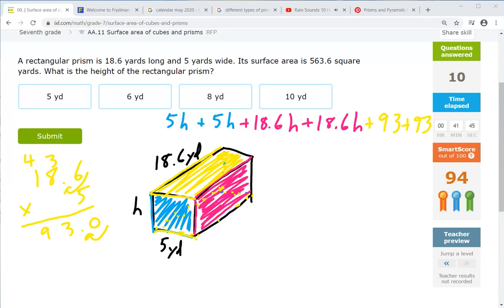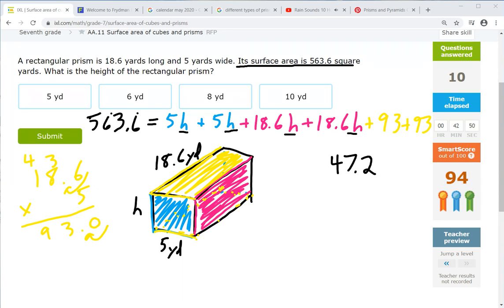And I ran out of room over here, so I'm going to put the equals sign over here. That's okay. We already know, because it told us, the total surface area should be 563.6 square yards. So when we add all of these up, we should get 563.6 square yards. So now what do we need to do? We need to combine like terms. So this has an h, this has an h, this has an h, this has an h. So we can add all of these up. And let's see here. 5 plus 5 is 10. That wasn't too hard. 18 plus 18 is 36. And 0.6 plus 0.6 is 1.2. So 36 plus 1.2 is 37.2. Plus 10 is 47.2.